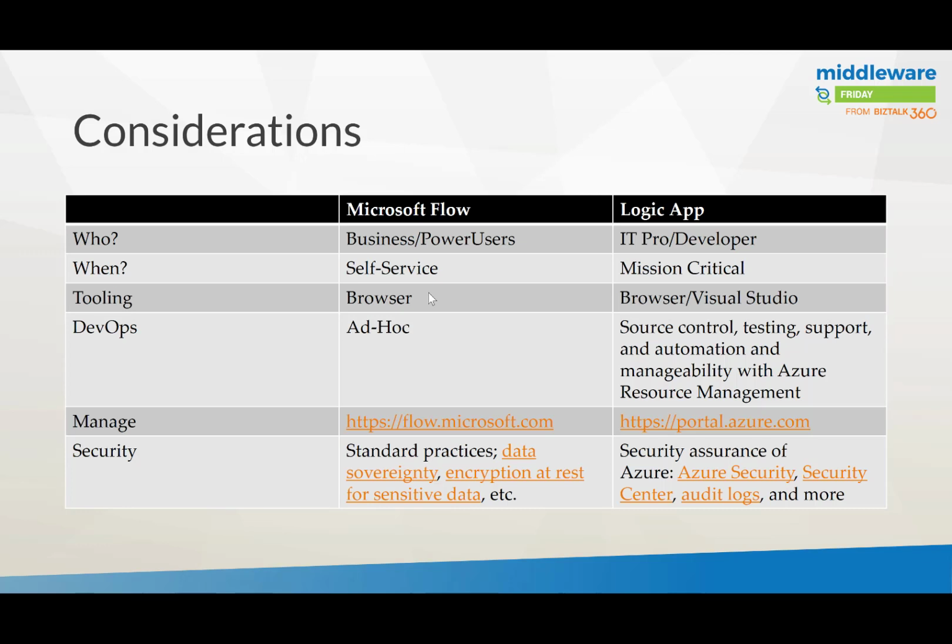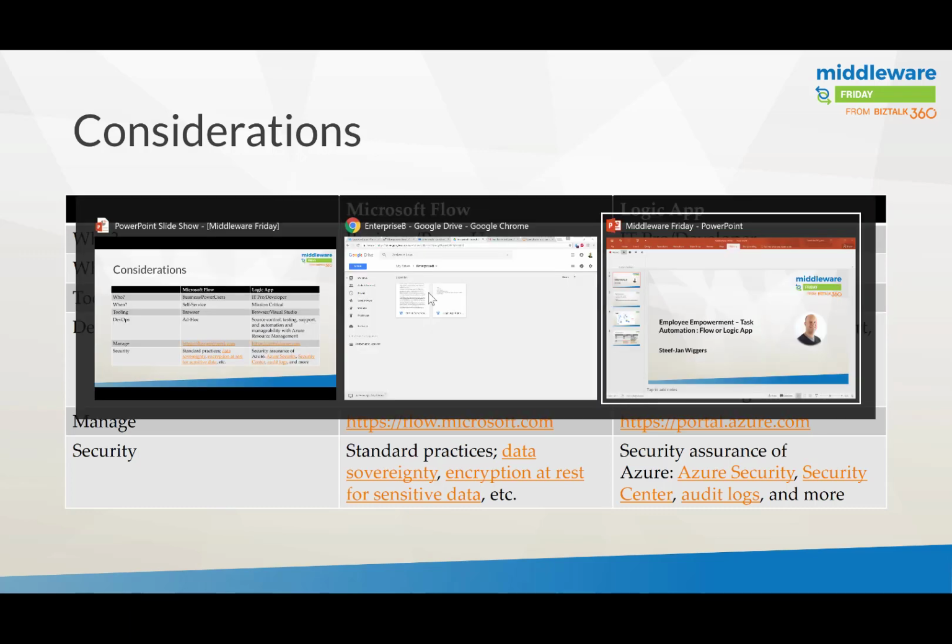From a manageability perspective, both are done in the browser, but for Flow it's flow.microsoft.com. So that's one way you can look at it and manage your flows. The other one would particularly be the Logic App through the Azure portal. Security-wise, there's some data sovereignty and encryption for sensitive data. If you look at Logic App, you can have Azure Security, Azure Active Directory, audit logs, and there's some more around it.